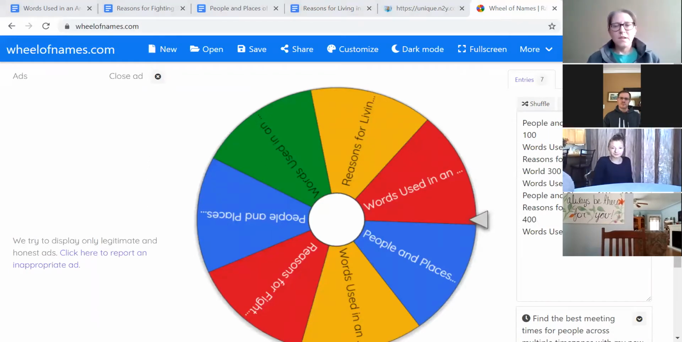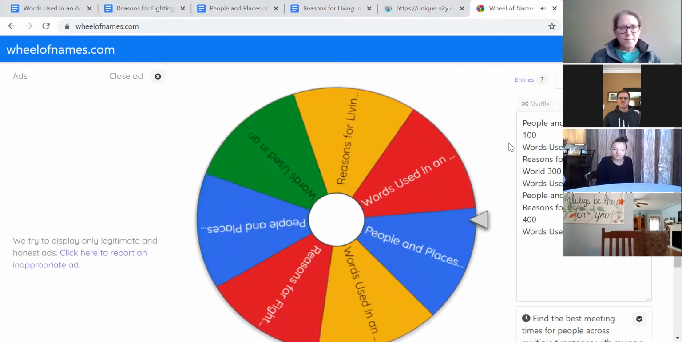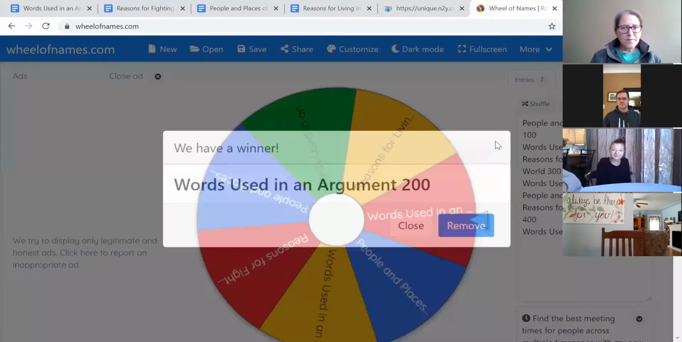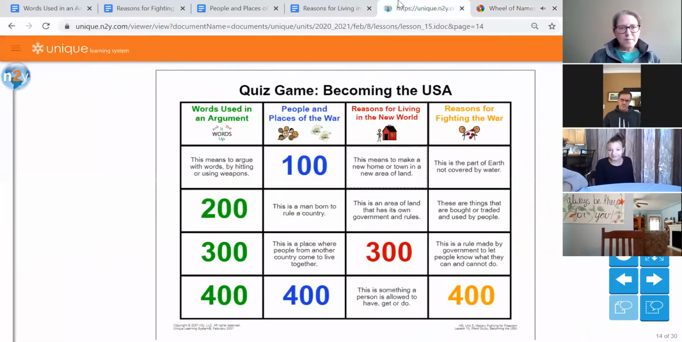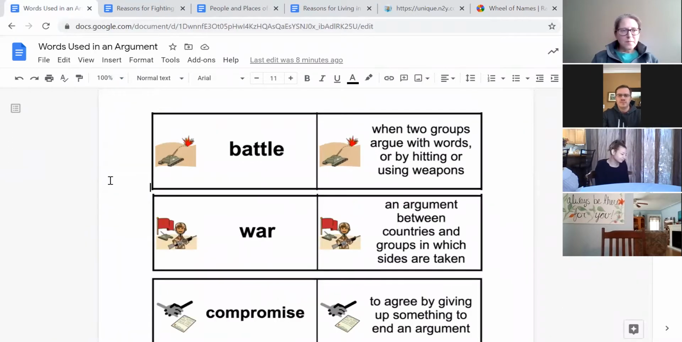All right, back to our wheel and let's see what category we're going to next. Words used in an argument, 200. This is when two groups argue with words or by hitting and using weapons. So let's see what our choices are. Okay, here we have, make them a little bit bigger.